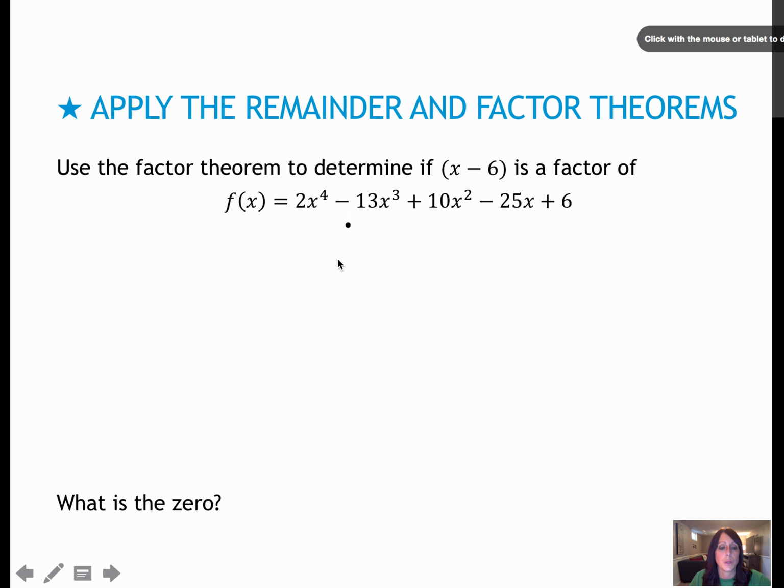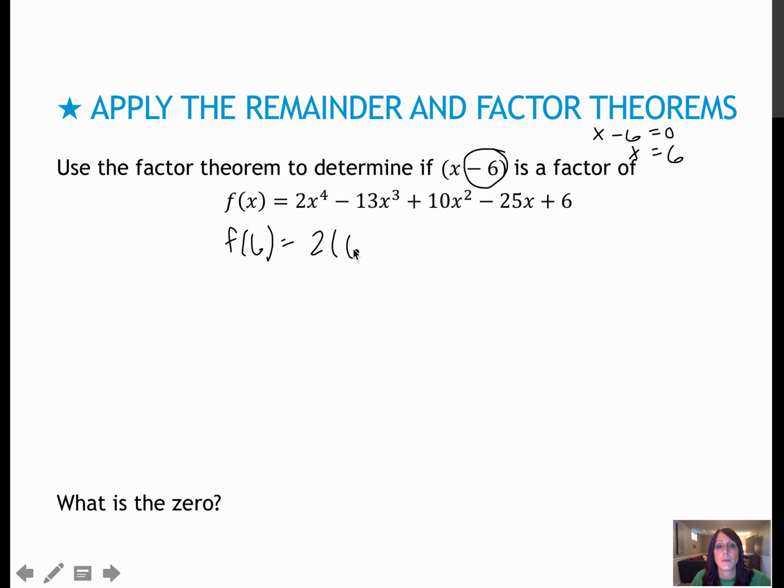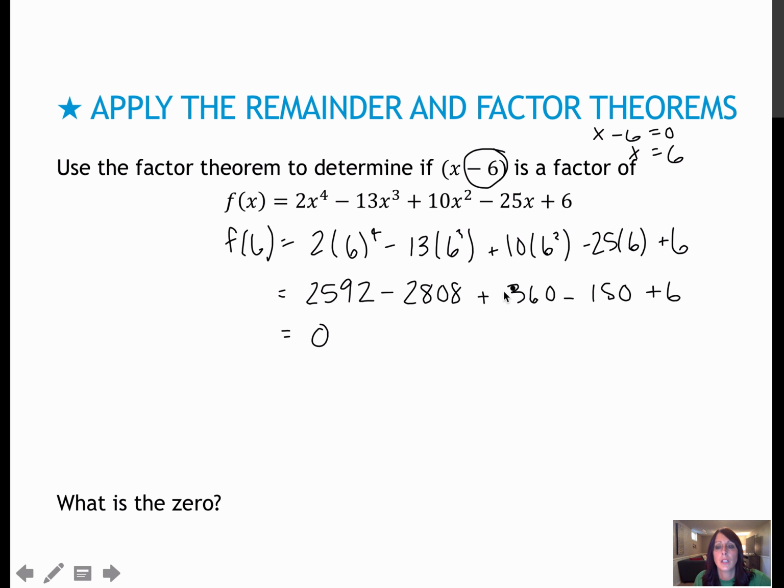So again, instead of doing any of the division, I'm just going to plug in. If I said x minus 6 equal to 0, that gives me +6. That's the value I plug in, so f of 6. So 2 times 6 to the 4th minus 13 times 6 cubed plus 10 times 6 squared minus 25 times 6 plus 6. Again, feel free to use a graphing calculator, enter this original function, and then just say f of 6, and it will pop out the answer for you.